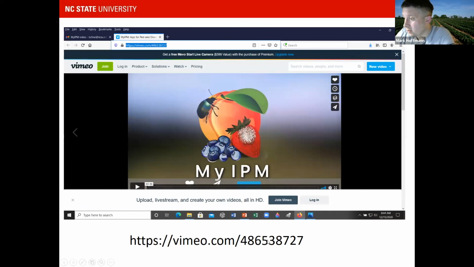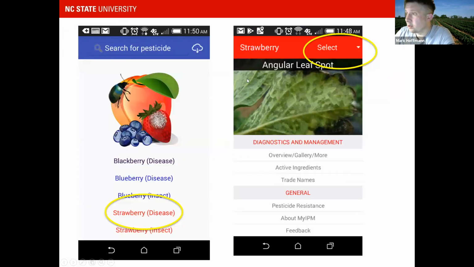There is a video also, which if you're not familiar with the My IPM, you can look it up under Vimeo. And this is how it looks like if you open it up on your phone. They have several diseases, so you can download it basically for several crops. There's one for blackberry, blueberry, and strawberry. There's also one for grapes.